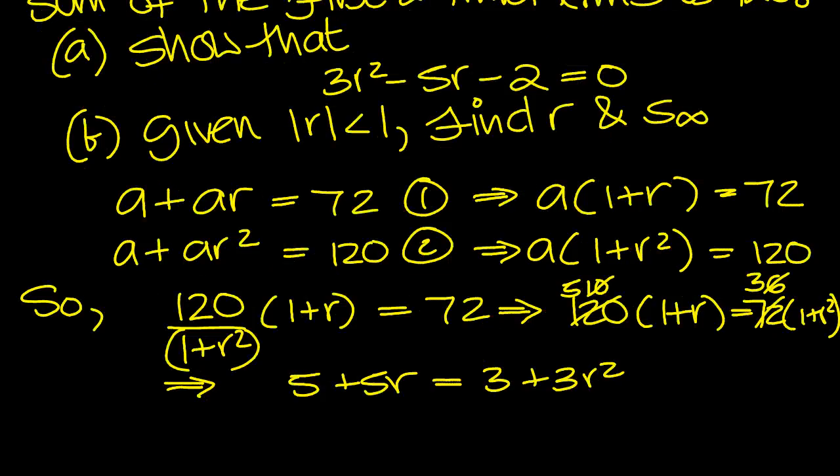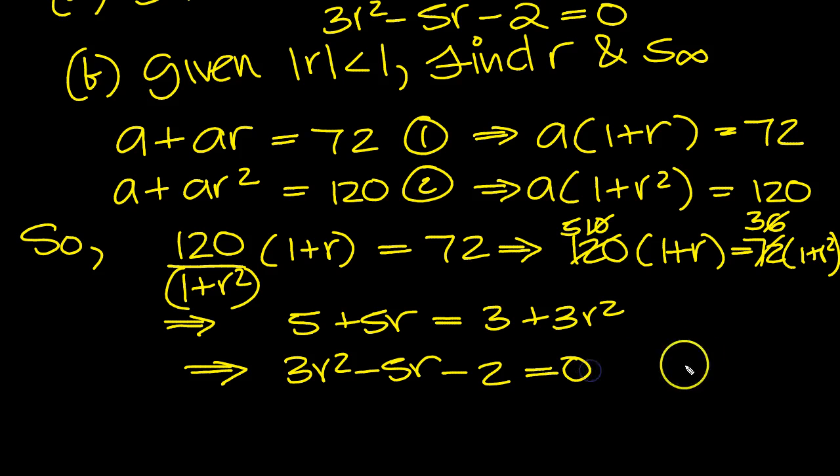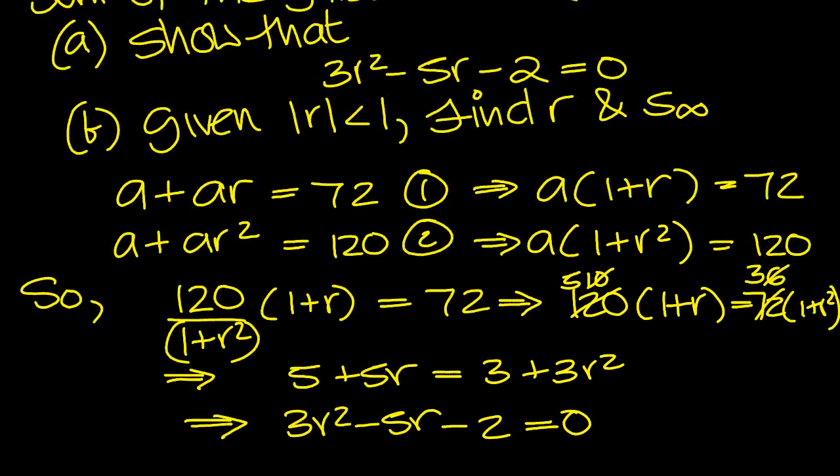And now let's move everything over to the right hand side and read from right to left. 3R squared. Move this over, minus 5R. And then we've got a 3, move the 5 over to minus 5. 3 minus 5 is minus 2. So there's our quadratic which we wanted to show, which we've done.